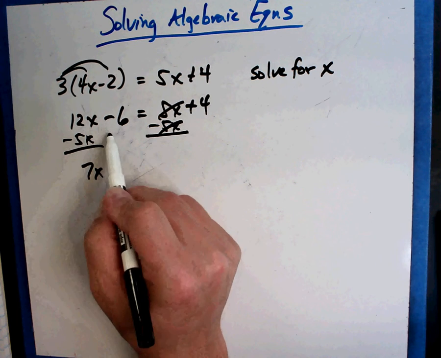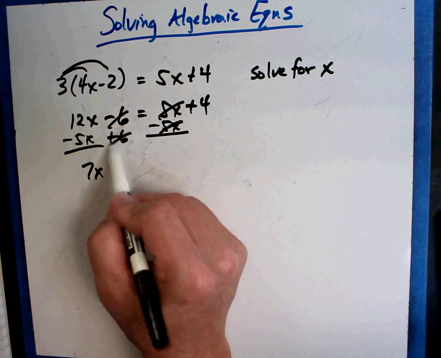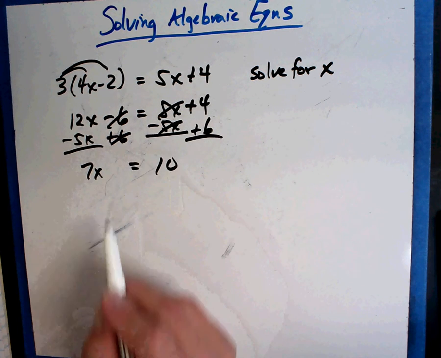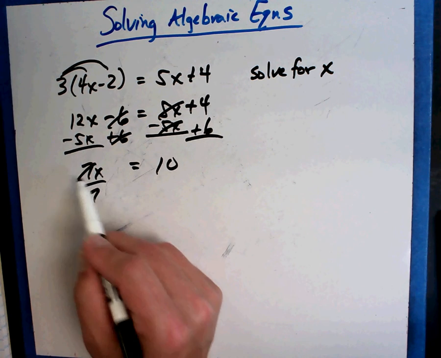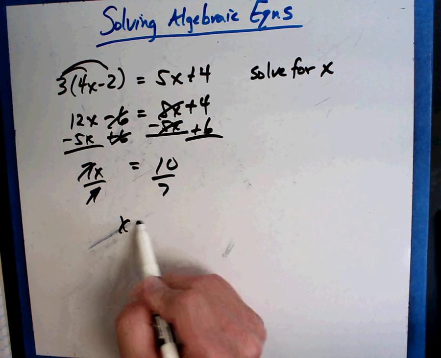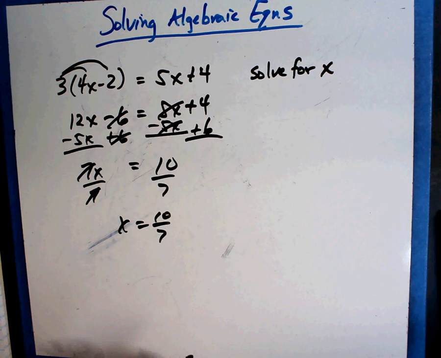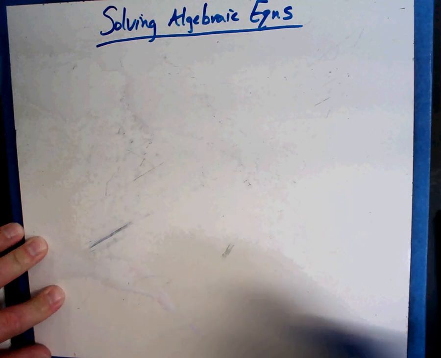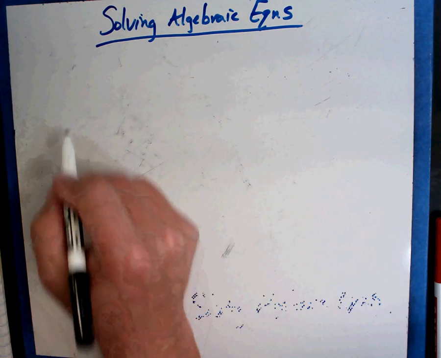And so I'm going to do the opposite here. Add 6, make that go away and go to this side, equals 10. To solve for x, I'm going to do the reverse, divide by 7. x equals 10 sevenths is my answer. I solved for x. Okay? Here's another example. And again, if you got stuck on that one or I went too fast, back up and watch it again.